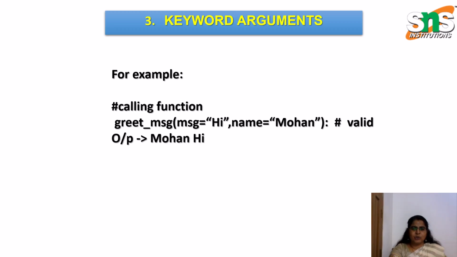The next example is calling the function greet_message with message is hi, name is Mohan. It is a valid one. So Mohan hi will be displayed here.